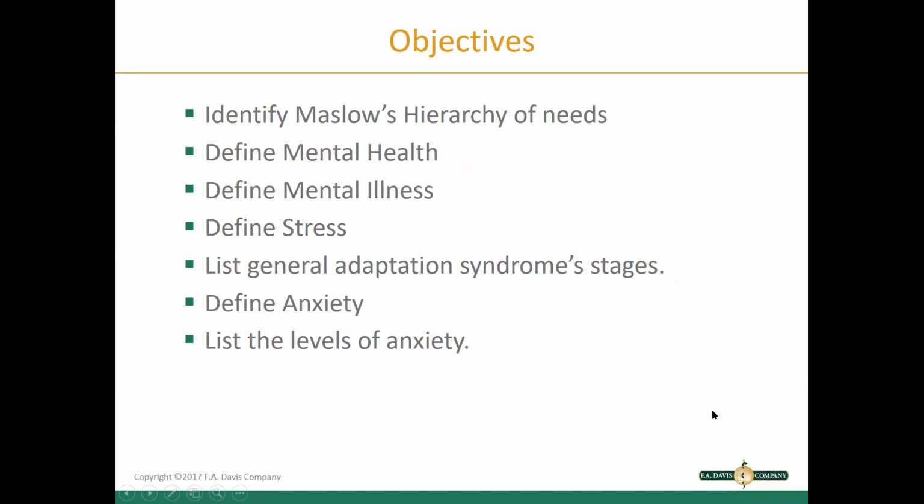All right, our objectives today are to identify Maslow's hierarchy of needs, define mental health, define mental illness, define stress, list general adaptation syndrome stages, define anxiety, and list the levels of anxiety.